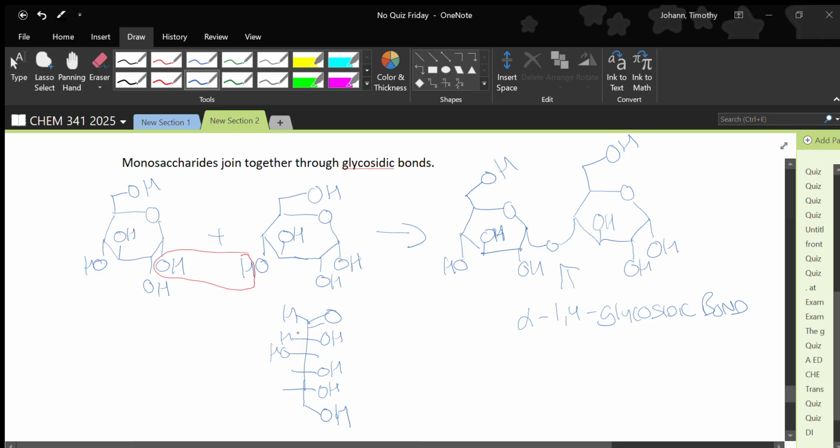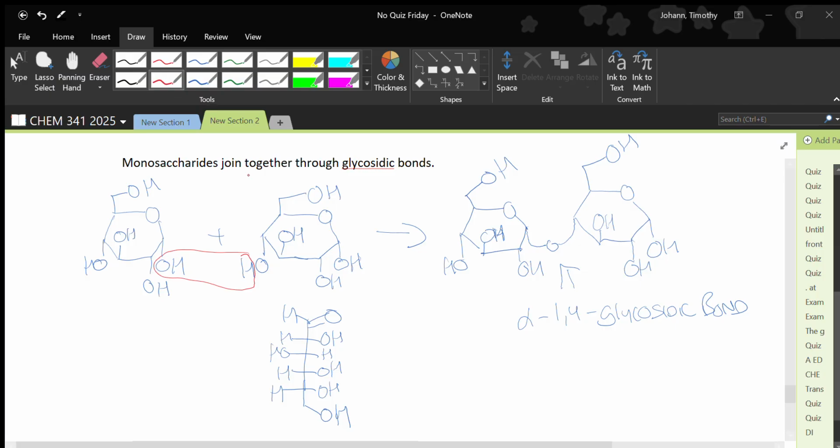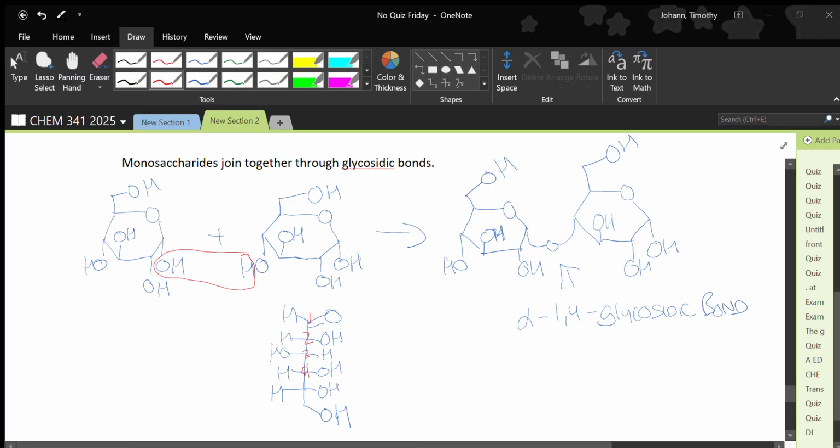Okay, so we started with this, and the way we number these, we go 1, 2, 3, 4, 5, 6. When we cyclize it, we end up with 1, 2, 3, 4, 5, 6, and over here we have 1, 2, 3, 4, 5, 6. And so this is a 1,4. It's alpha because the one off the 1 carbon is coming down. It's an alpha 1,4 glycosidic bond. Does that make sense?